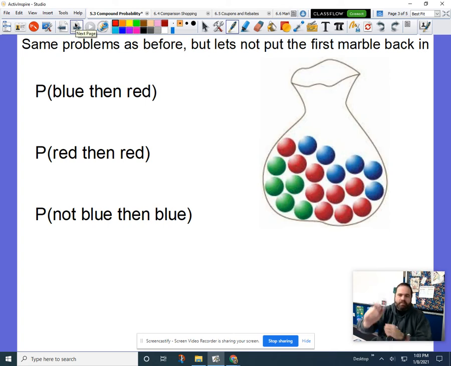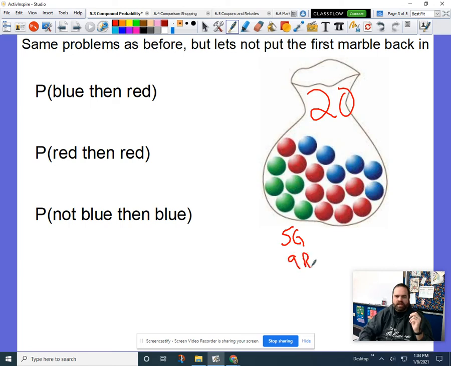Okay, so here's our bag of marbles that we've dealt with, pretty much every time we've talked about these. There's 20 marbles in here. There's 5 greens. I'll even write that out. There's 5 greens. There's 9 red and 6 blue. Okay, 20 altogether. So what we're going to do is reach into this bag and pull out a blue marble. So that is going to give us 6 out of 20. No problem.